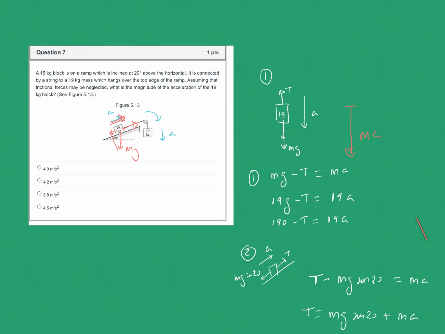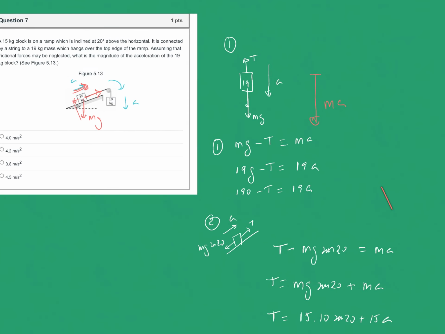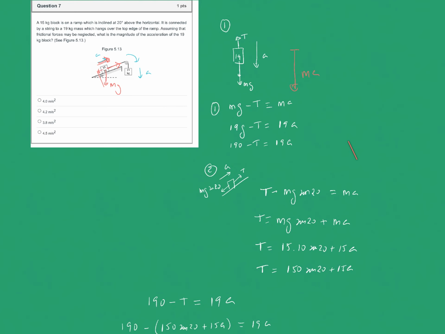The equation for the second mass is that we have tension going up. We always choose the positive direction as the direction of the acceleration, so the tension is positive. The component of the weight is mg sine of theta. This small force is mg sine of theta. The component is negative, because it is in the opposite direction to the tension, and this is equal to ma. So the tension is 150 sine of theta plus 15a.